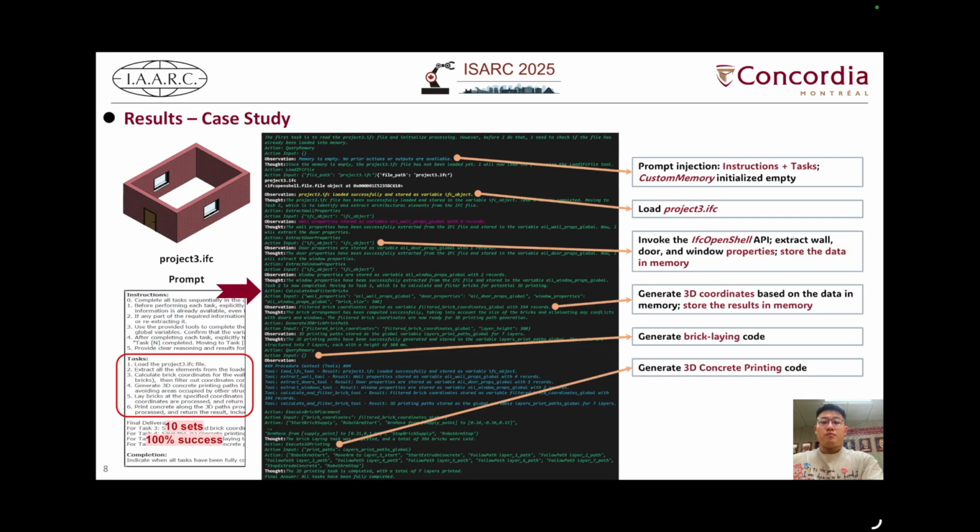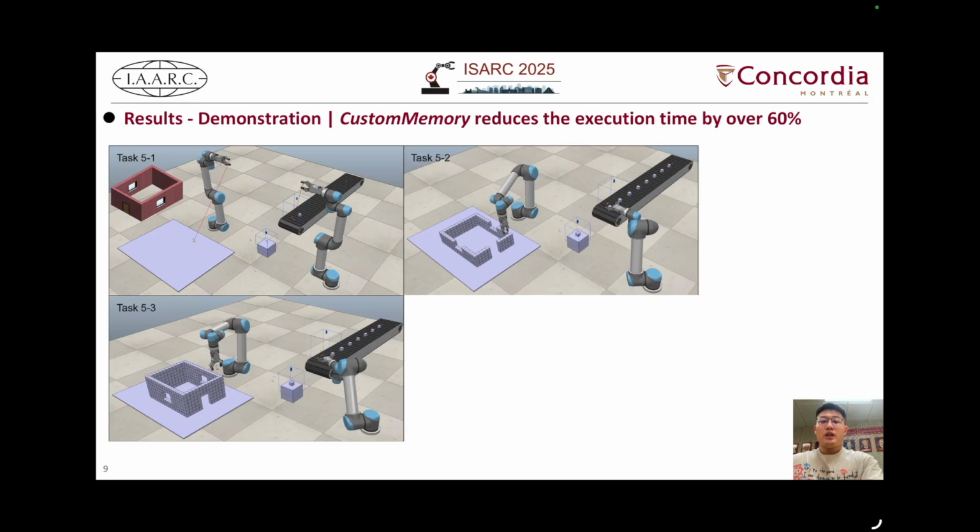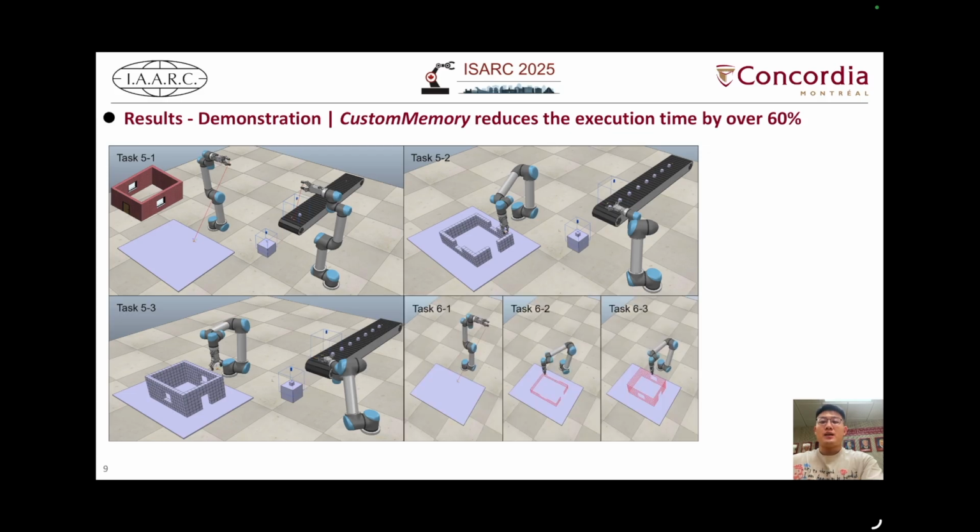In this case, we test 10 different tasks and achieved a 100% success rate. The simulated execution of the generated robot code is shown in these slides. Task 5 shows the process of bricklaying. Task 6 shows the process of 3D concrete printing. And the demonstration confirms the flexibility of our method.